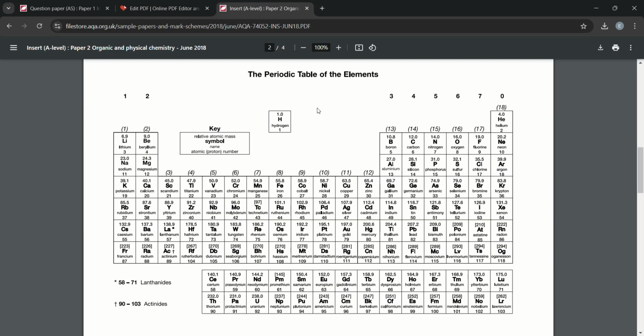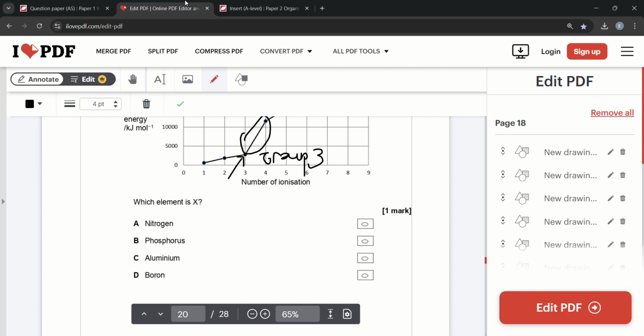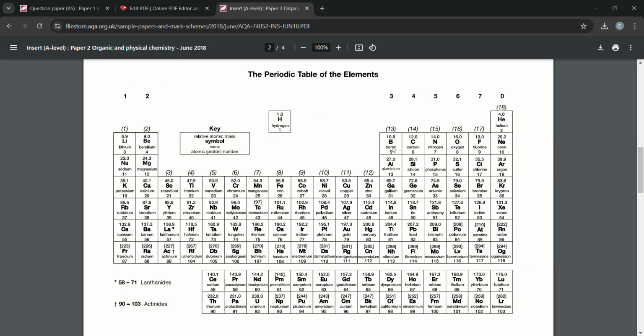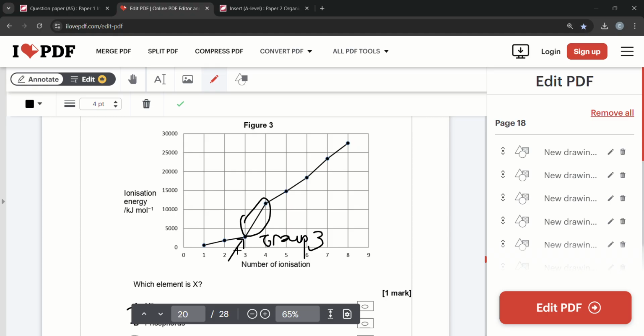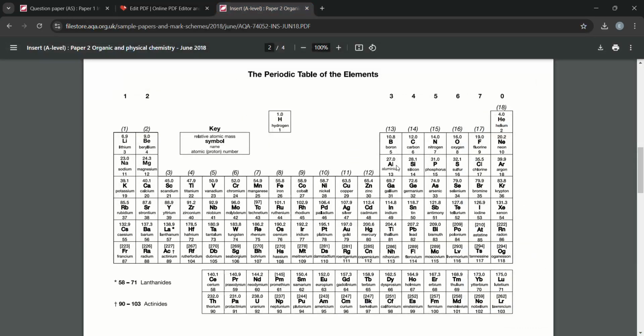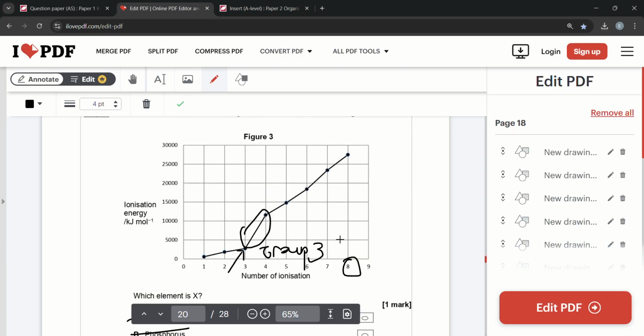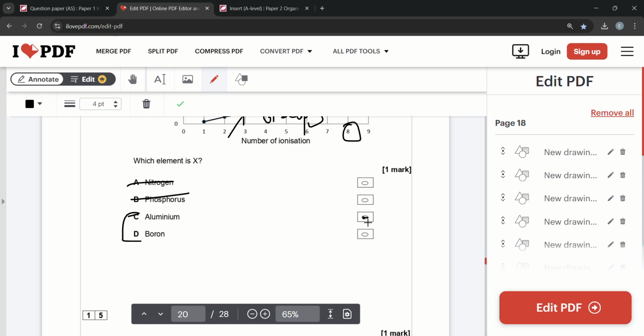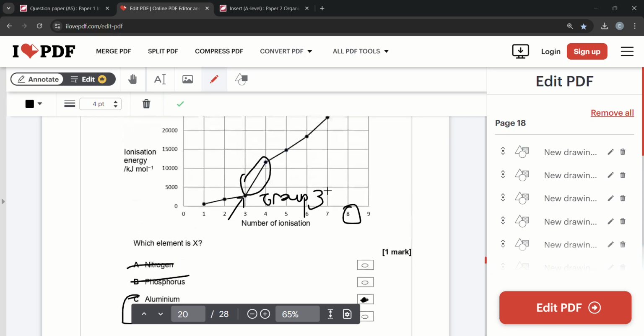Now if we look at it, we've got aluminium and boron in group 3. So it can't be A and it can't be B, so we're left with aluminium and boron. However, if we look at how many electrons boron has, it only has 5 electrons, whereas this graph goes up to 8. And the electrons being removed from the 8th electron shell, whereas aluminium has 13, so it will keep going. So the answer is C, because boron only has 5 electrons, so it cannot be boron.